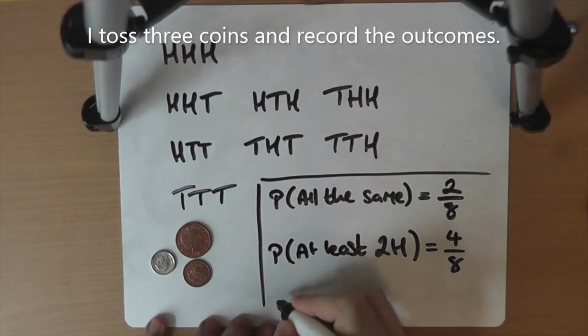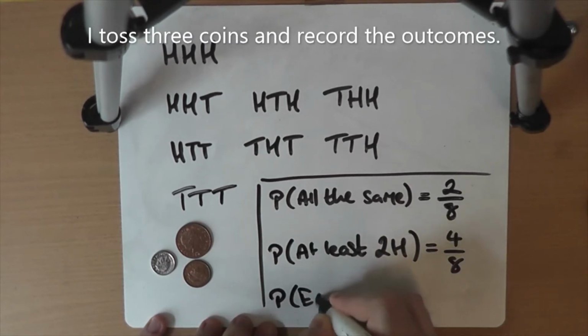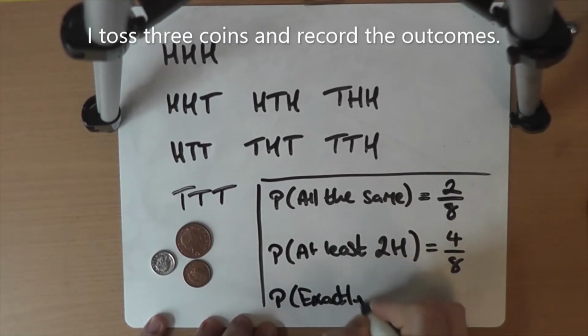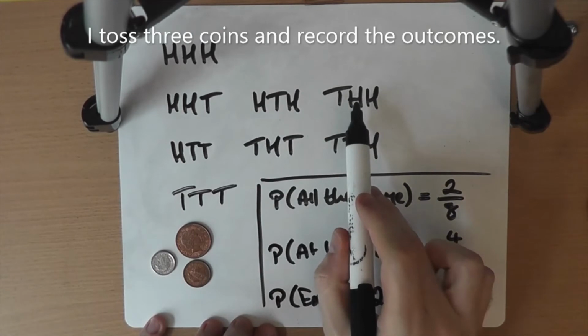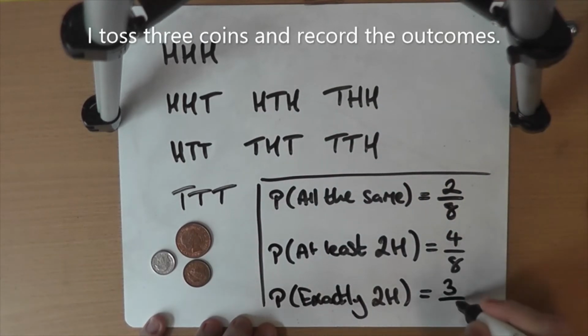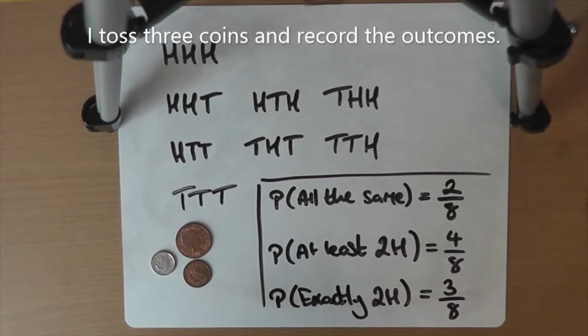Or maybe we want the probability that there are exactly 2 heads. Well, that's just 1, 2, 3 out of 8. And again, we've been able to work out our probabilities fairly easily because we first of all started with a list of all the possible options.